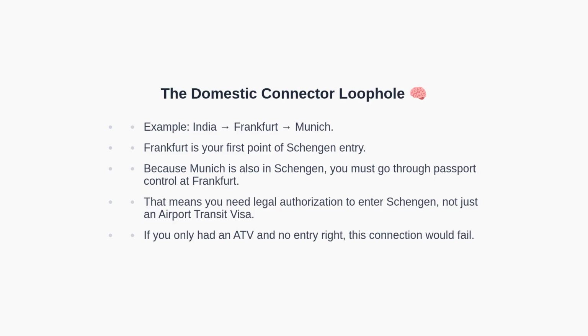Consider this example. A traveler flies from India to Frankfurt, and then Frankfurt to Munich. Frankfurt is the first Schengen point of entry. Because Munich is also within the Schengen area, the traveler must pass through passport control at Frankfurt to reach the domestic gate. This is a full entry into Schengen. Therefore, an airport transit visa alone would not suffice. The traveler needs legal authorization to enter the Schengen area to make this domestic connection.